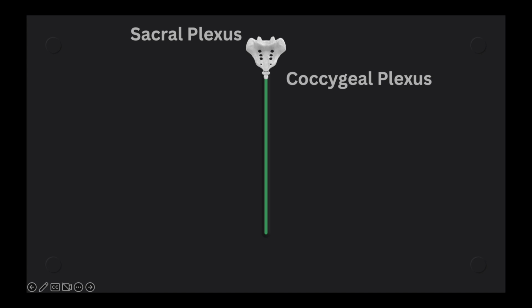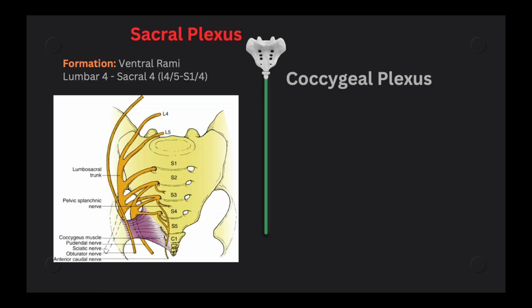The main somatic supply of the pelvis is through two nerve plexuses, the sacral plexus and coccygeal plexus. It's easy to remember, as the continuation of the vertebral column in the pelvis is only two bones, the sacrum and the coccyx. So two plexuses: sacral, the upper and the bigger one, and coccygeal, the lower and smaller one. The first, sacral plexus, is formed by the ventral rami of lumbar 4, 5, S1, S2, S3 and 4. What is the easy way to remember it? Sacral plexus is lumbar 4 to sacral 4.